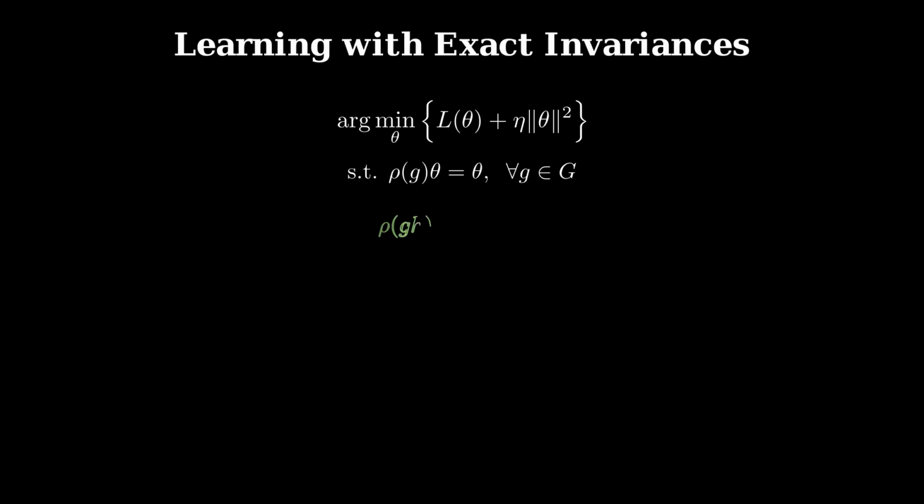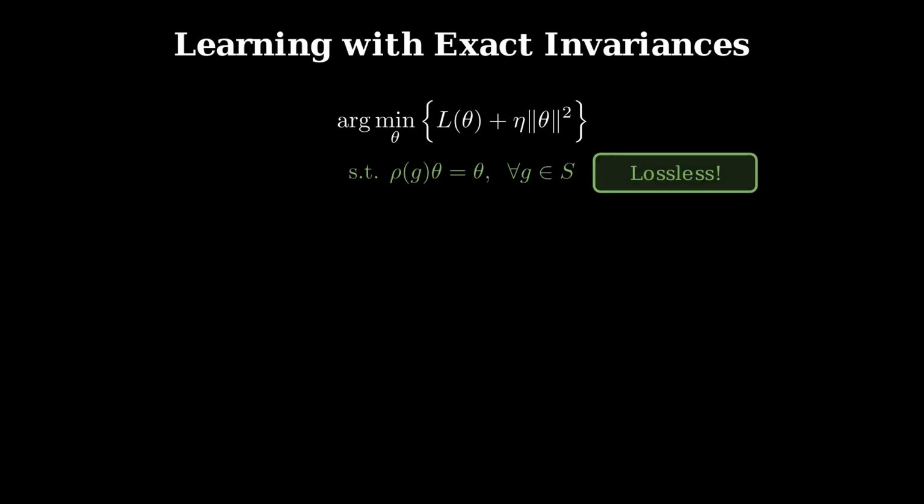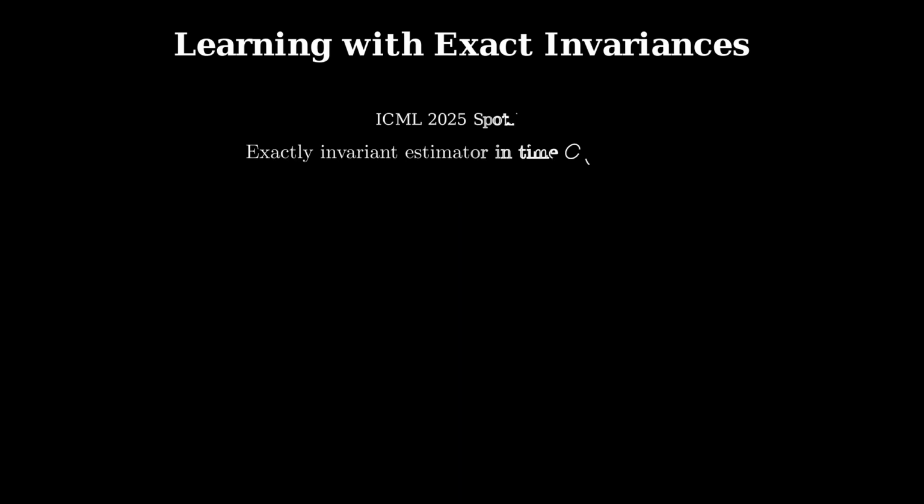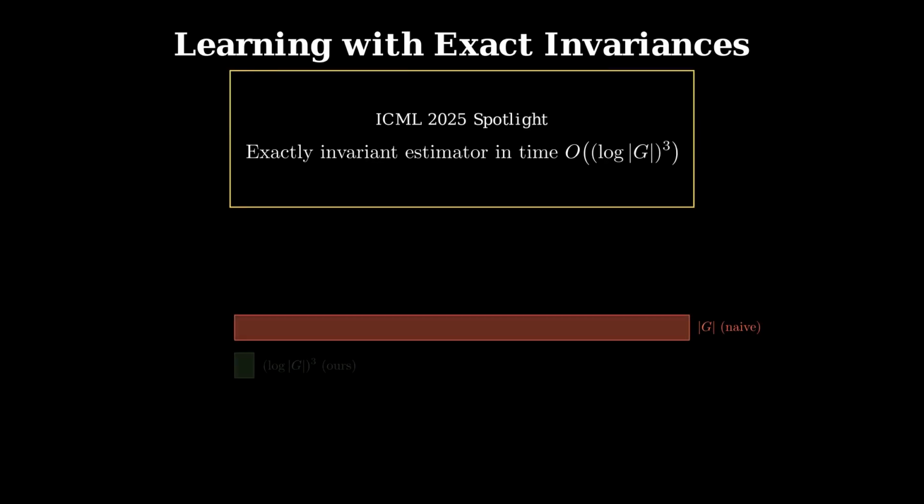The crucial observation: since rho is a group representation, meaning rho of gh equals rho of g times rho of h, we can replace the full group constraint with a constraint over just a generating set S. Same objective, but now subject only to rho of g theta equals theta for g in S. This replacement is lossless. The theorem from ICML 2025 states, one can find an exactly invariant estimator in time big O of log of G cubed.